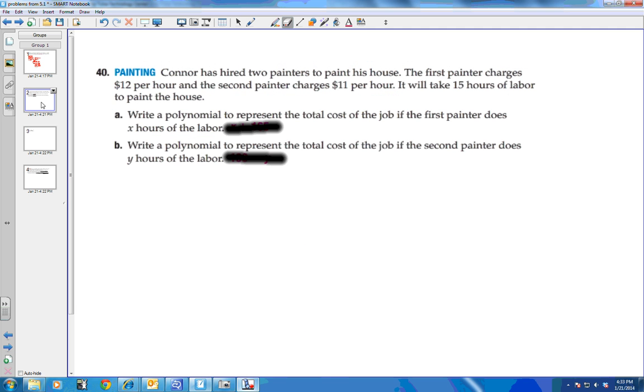Okay, what was the next one? Number 40. Number 40 is kind of the same type of problem. Connor has hired 2 painters to paint his house. The first painter charges $12 for every hour. The second painter charges $11 every hour. And it's going to take a total of 15 hours of labor to paint the house.